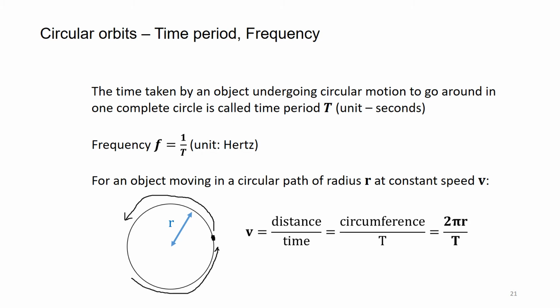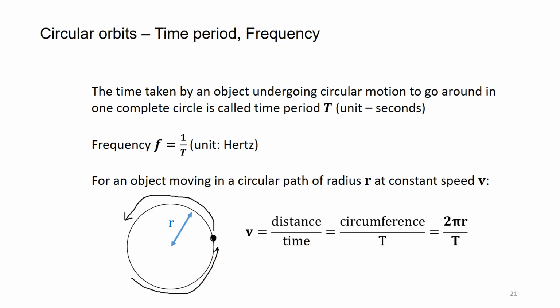Okay, so this object here completes a full cycle. If it completes a full cycle, the distance it travels is the same as the circumference of the circle. So for the distance, we plug in the circumference. And how much time does it take to complete the circle? It takes a time of the period T.